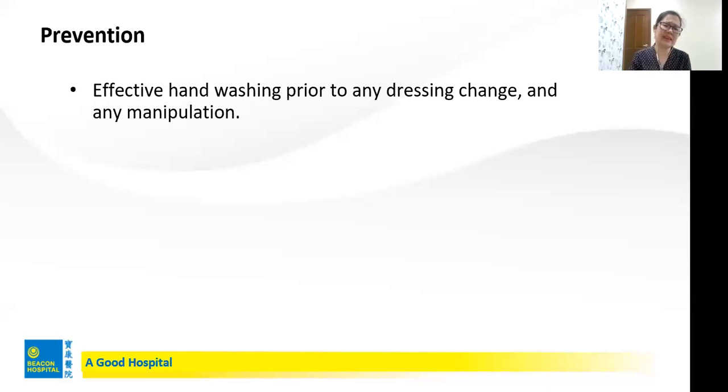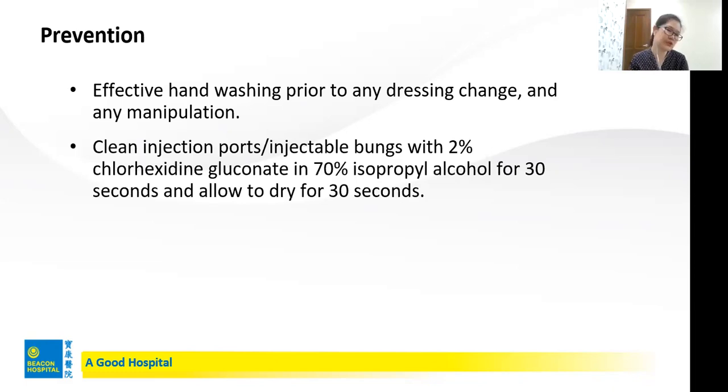Okay, how to prevent? Again, this is due to the infection already in the catheter. Inside the catheter line, there is infection or microorganism growing in the catheter line. Whenever you flush, then it will cause the signs and symptoms like septicemia. So to prevent this from happening, again, prevent infection from getting inside, like effective hand washing prior to any dressing change, any manipulation, flushing, dressing, putting in needle, off needle. So please perform effective hand washing.